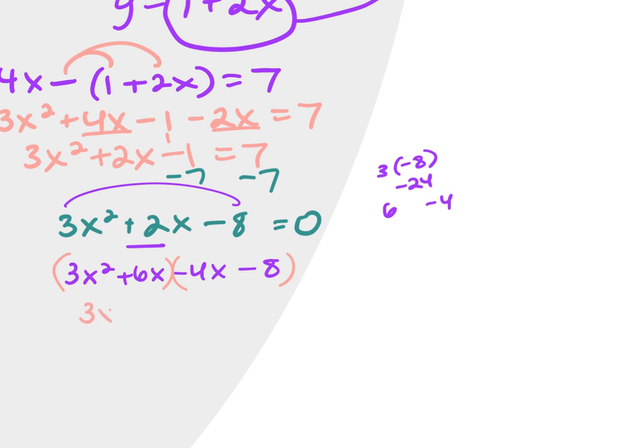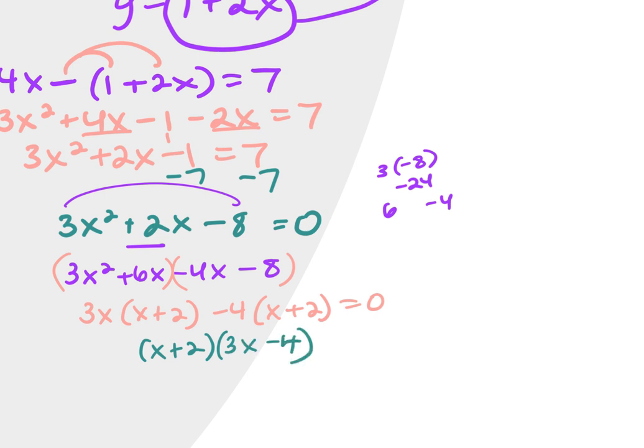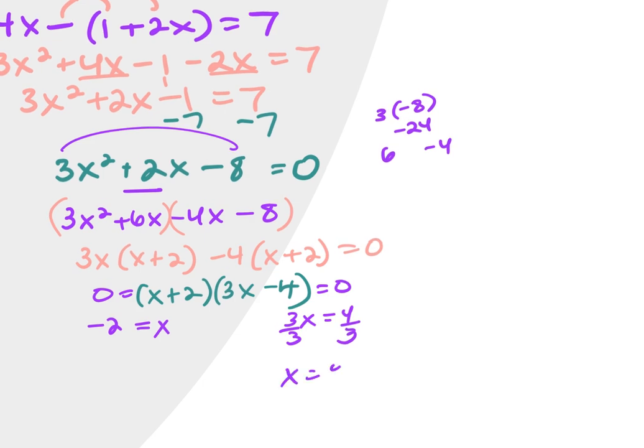So take out a 3x. Take out a negative 4. Take out the x plus 2. And I get 3x minus 4 left. Now I got to split and solve. And I get x equals negative 2. 3x would equal 4, and x would equal 4/3.